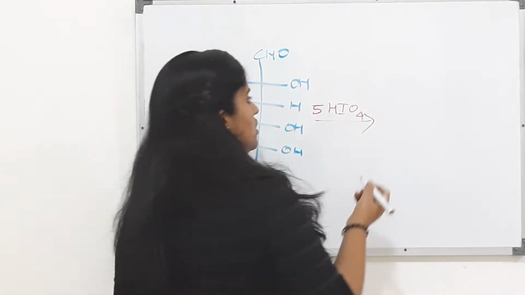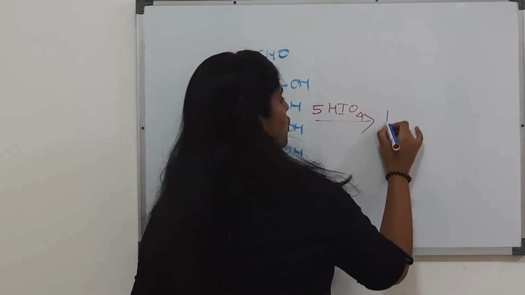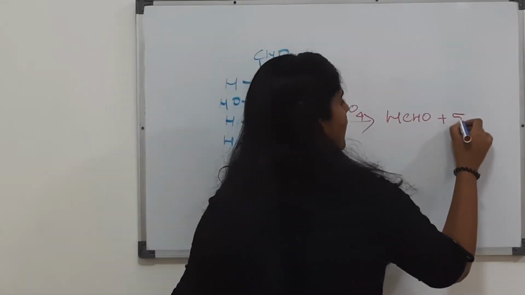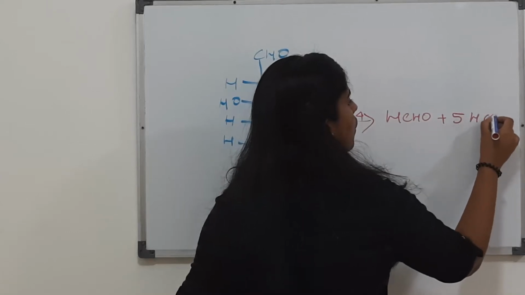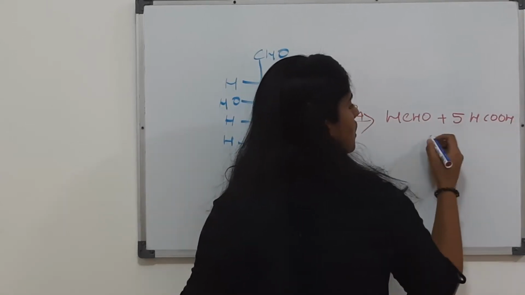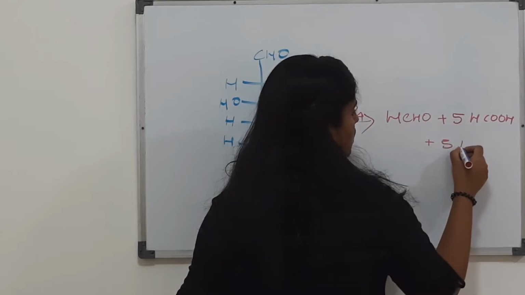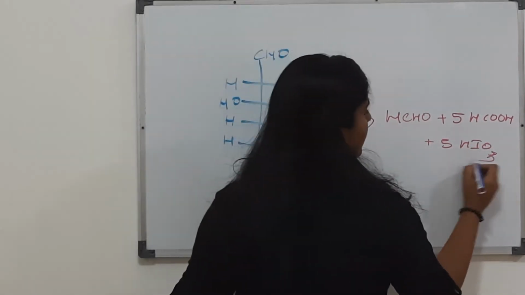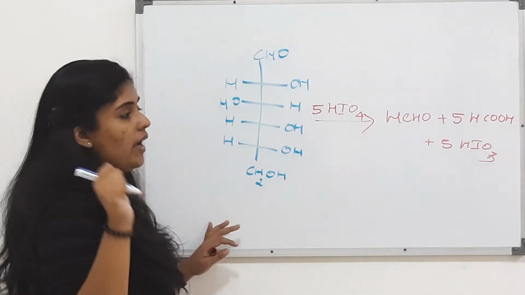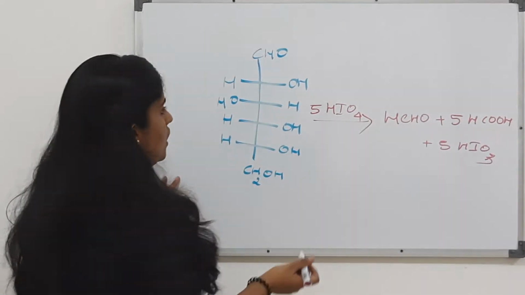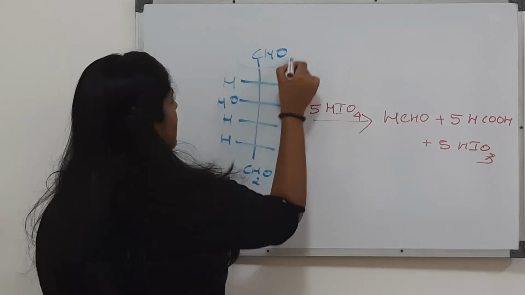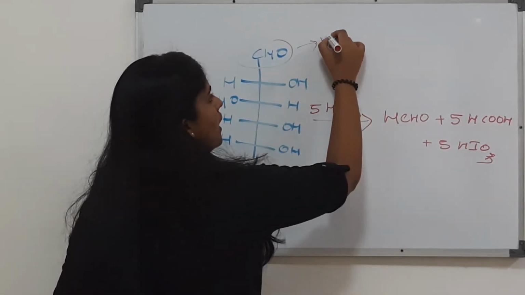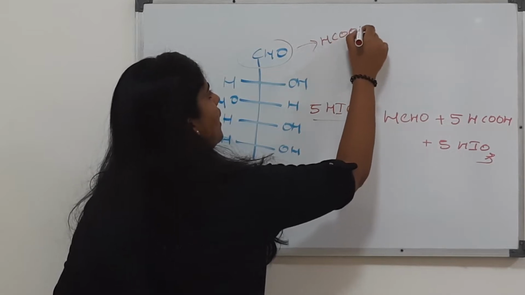What they got was 1 HCHO unit plus 5 HCOOH units plus 5 HIO3 as the byproduct. On treatment with periodic acid, they got 1 HCHO and 5 HCOOH, where we can see that the RCHO group on treatment with HIO4 would give rise to HCOOH.